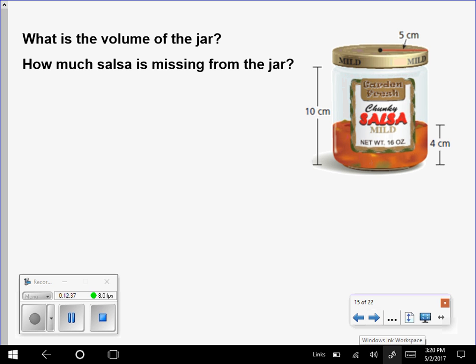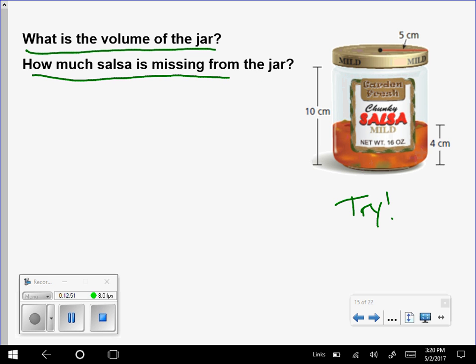Okay, so this one I want you to try. First I want you to find the volume of the jar. So use your formula to find the volume of this jar. Then see if you can find how much salsa would be missing from the jar.